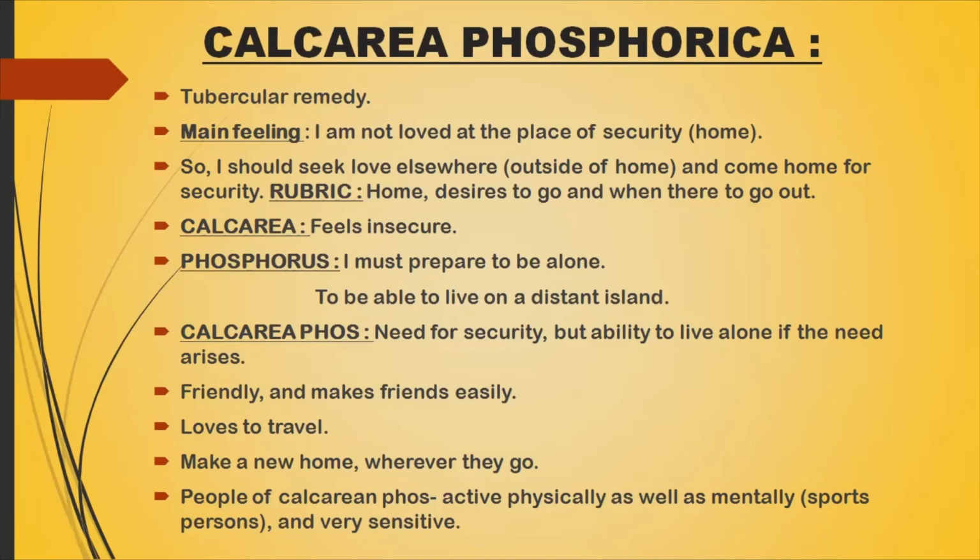So the rubric is, desire to go out of home. Calcarea feels insecure and for us, I must prepare to be alone, to be able to live in a distant world. Combined with Calcarea phosphorica, need for security, but able to live alone if the need arises by making friends easily and being friendly. That's why they love to travel, make a new home wherever they go.